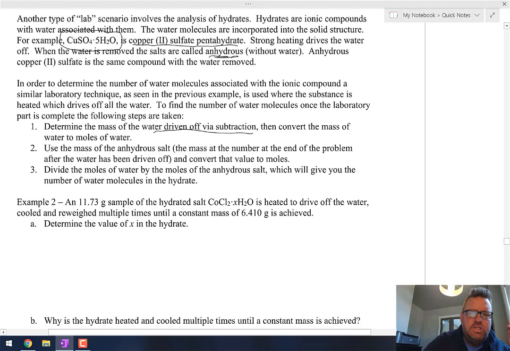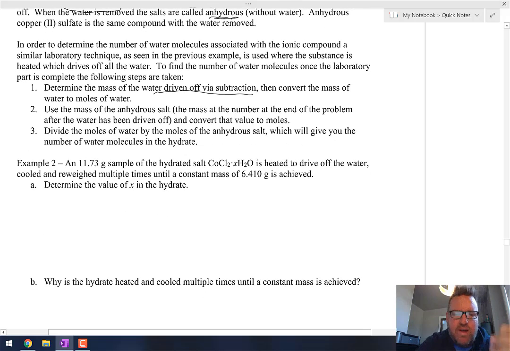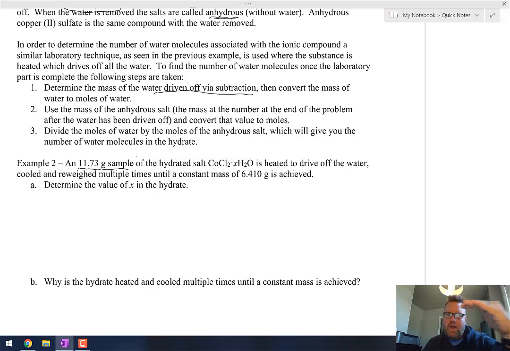Okay? So, in part A, it says determine the value of X in the hydrate. So you have an 11.73 gram sample of the hydrated salt. It's heated, you drive off the water, and re-weighed multiple times. Again, why do you weigh multiple times? To make sure all the water's gone. Until you reach a constant mass of 6.410.